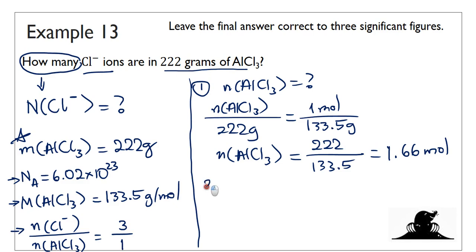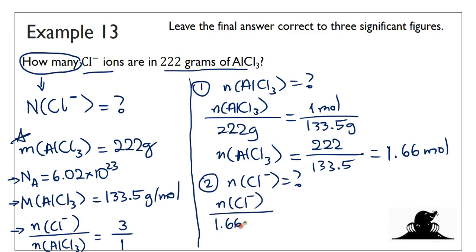So from here, we're going to go to the number of mole of chloride. So the second step is to find the number of mole of chloride ion, which is going to be, so the number of mole of chloride ion over 1.66 mole, which is the number of mole of aluminium chloride, follows a 3-to-1 mole ratio. So the number of mole of Cl minus chloride ion is just going to be 3 times 1.66. So times this by 3, you should get 4.99 mole.